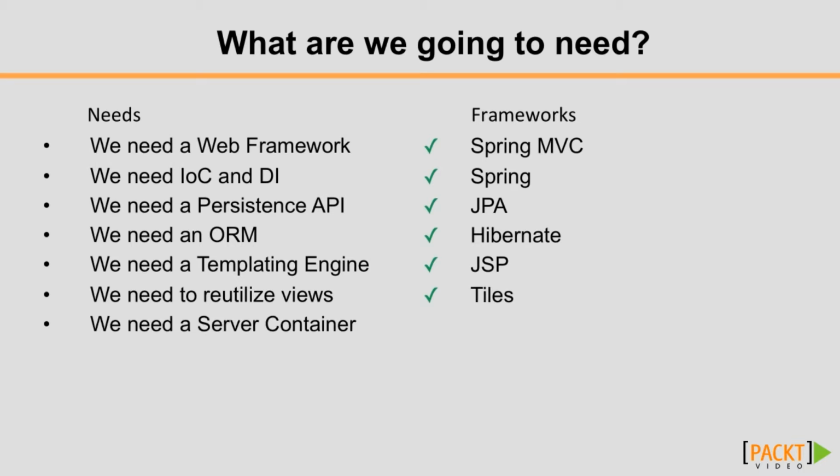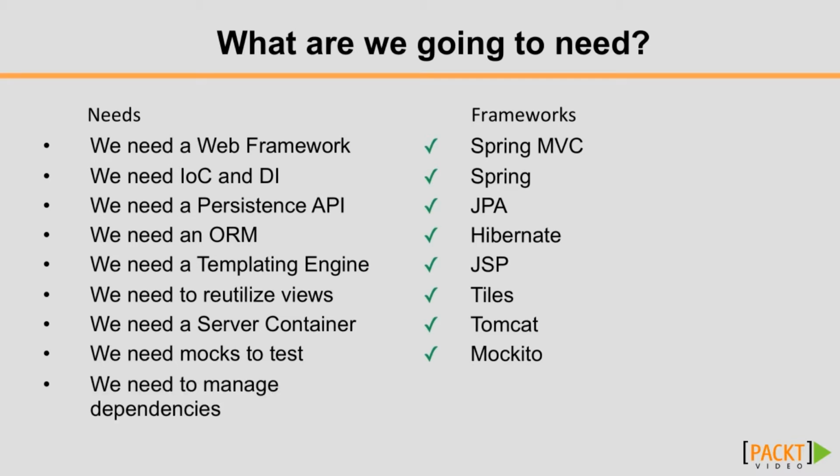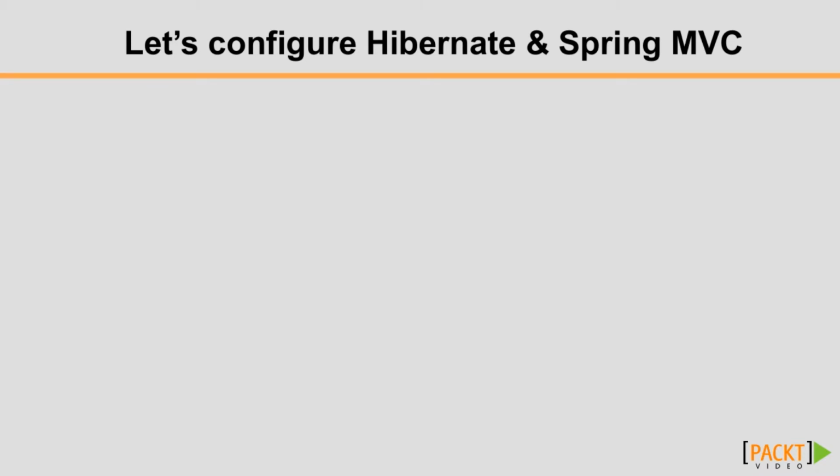Then we need a server container. It will have our web app and it will make it possible to show the web app to other users. For that, we're using Tomcat. Then we also need to create mocks for tests, as we don't want to make end-to-end tests. For that, we're using Mockito. Then we need to manage dependencies. We need to be able to set the version and to download dependencies of our applications automatically. For that, we're using Maven. With this, we have all that we need and all that we want to build our web app.